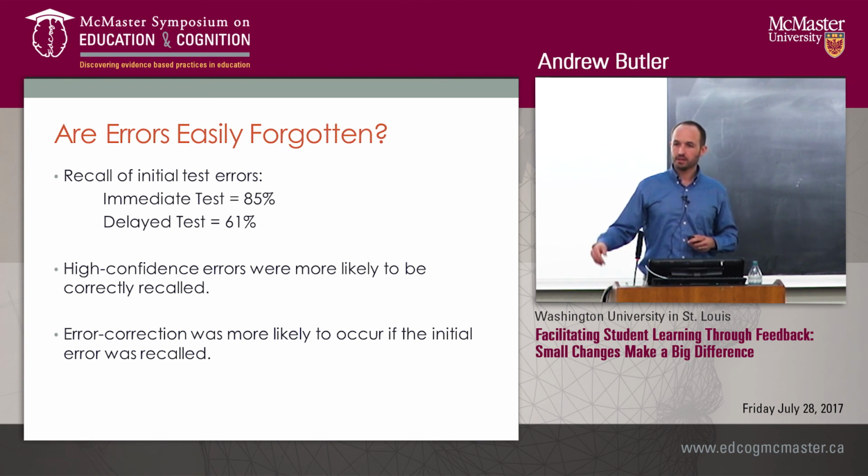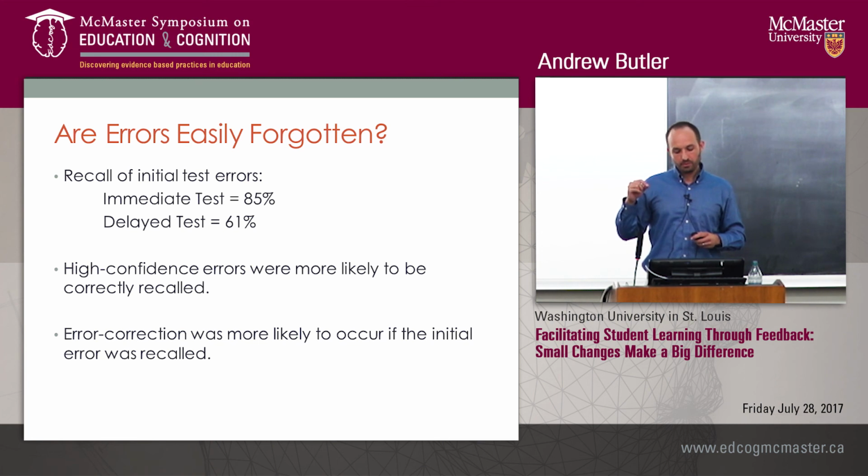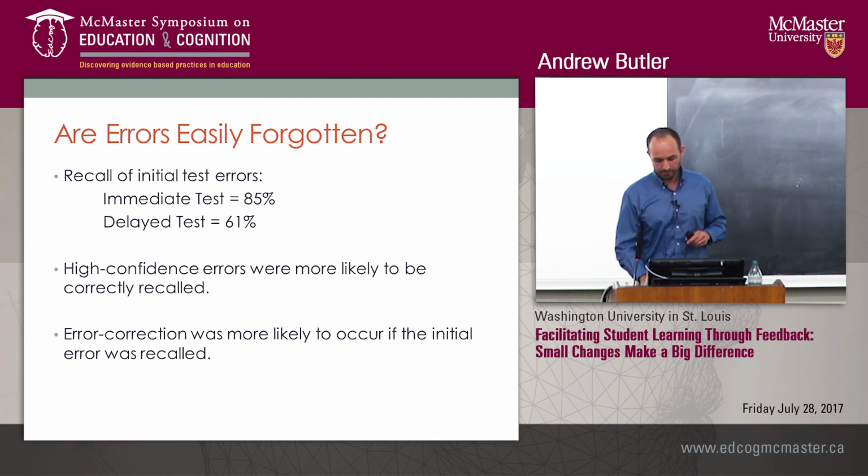What was interesting is that when they made a high confidence error and corrected it, they were actually more likely to remember their initial error. So this suggests that forgetting of errors is not necessarily what always happens. Sometimes people may maintain those two things in memory. They may say, oh, I used to think about it like this, but now I know it's like this. And actually having both those things and labeling them accordingly is important.